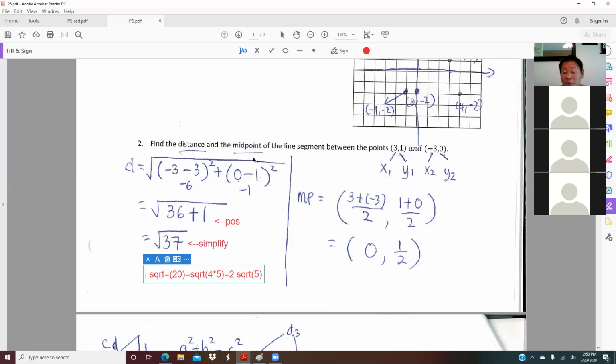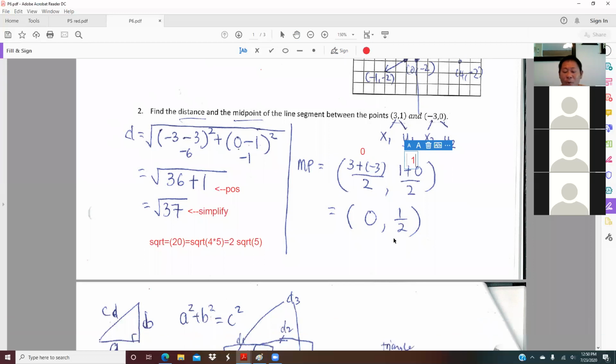And then you also need to find the midpoint. How you find the midpoint is you add your x coordinates up and divide by 2. So 3 plus -3, which is 0, divided by 2, which is 0. And then you do the same thing for your y. 1 plus 0 is 1, and then divided by 2 is 1/2. So this is how you find the distance and midpoint. Very straightforward type questions.